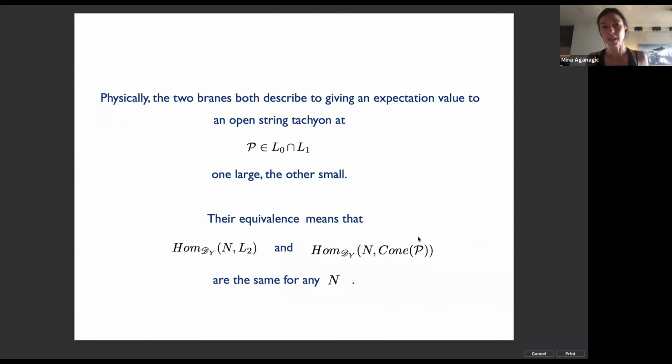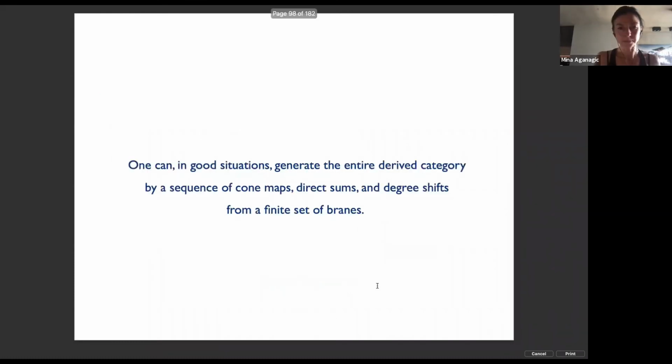Physically, what this says is that the two branes describe giving expectation values to an open string tachyon at the intersection, one large and one small. The equivalence means that Homs with either the connected sum brane or the cone over P brane are the same for any n. Now, in good situations, one can generate the entire derived category by a sequence of cone maps, direct sums, and degree shifts from a finite set of branes.